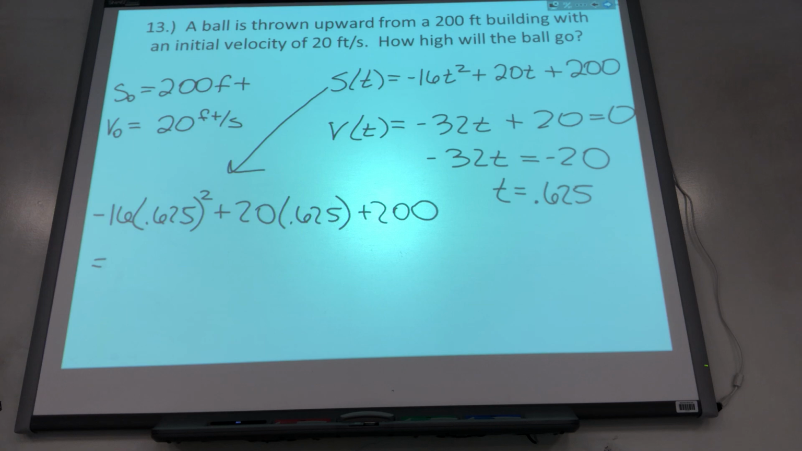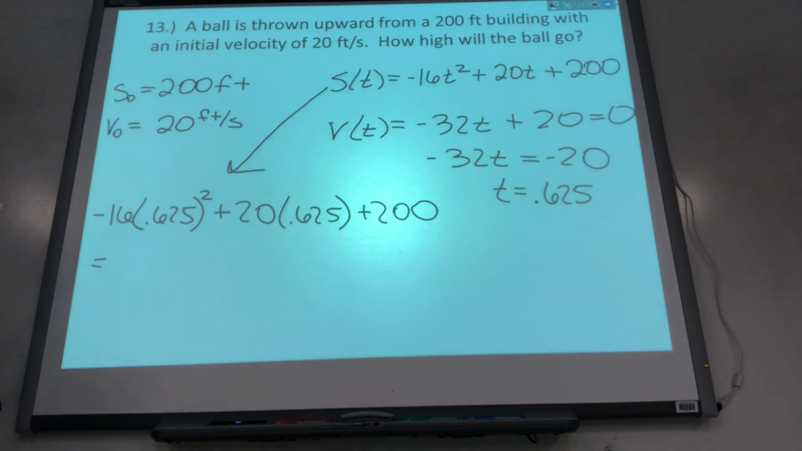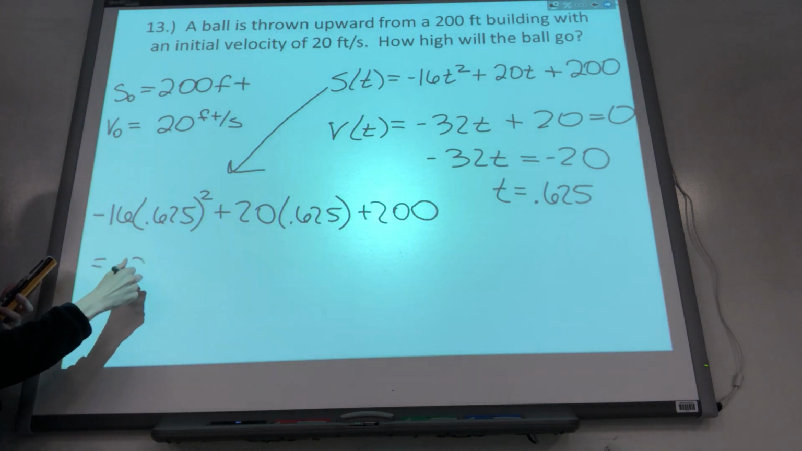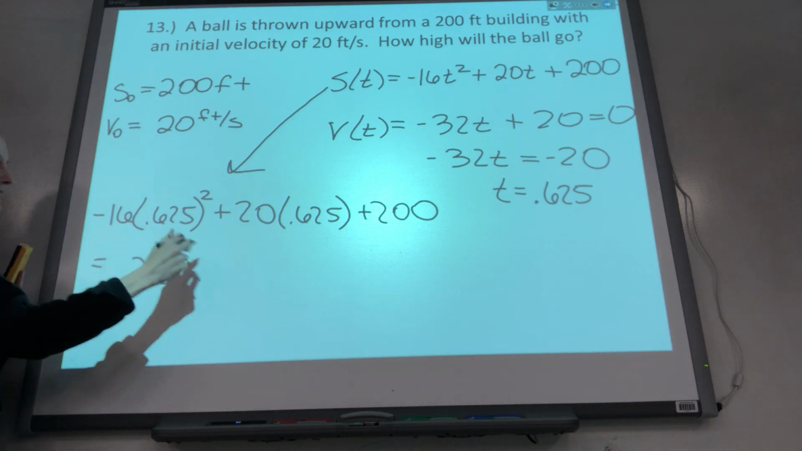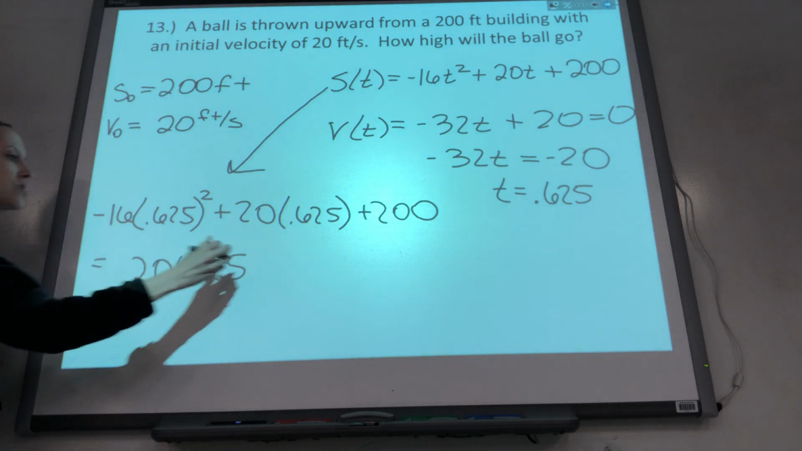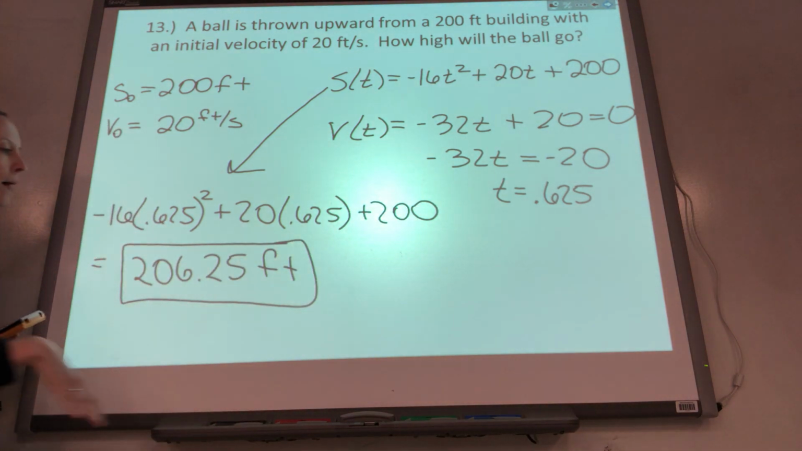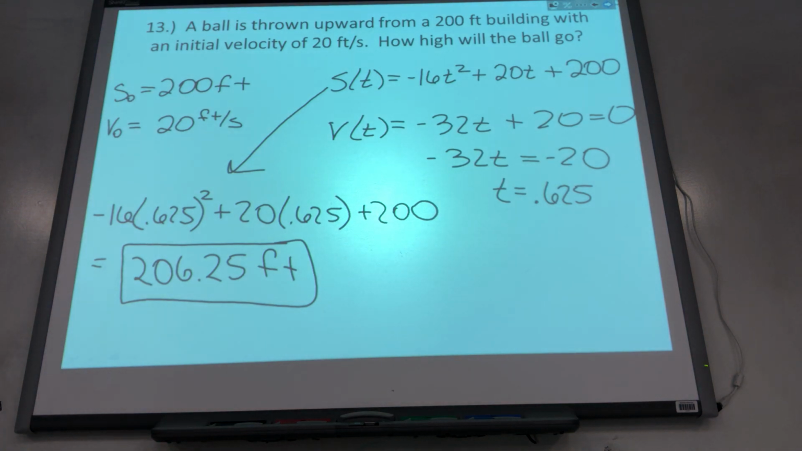So negative 16 parentheses 0.625 squared plus 20 times 0.625 plus 200 doesn't go a whole lot higher than where it started, but I get back 206.25 feet. So really it only went up 6.25 feet further than where it started.